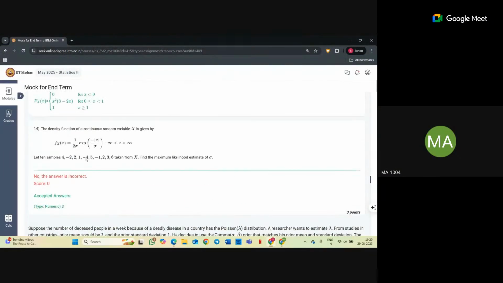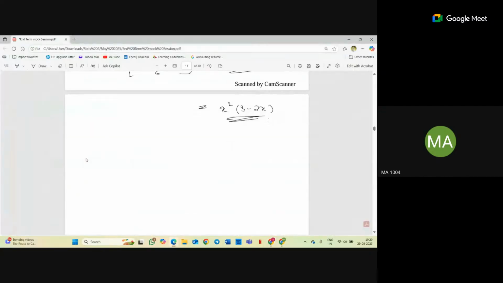Okay, now the density function of a continuous random variable is given. Let 10 samples be taken from x. Find the maximum likelihood estimate of sigma. The same thing, same process.